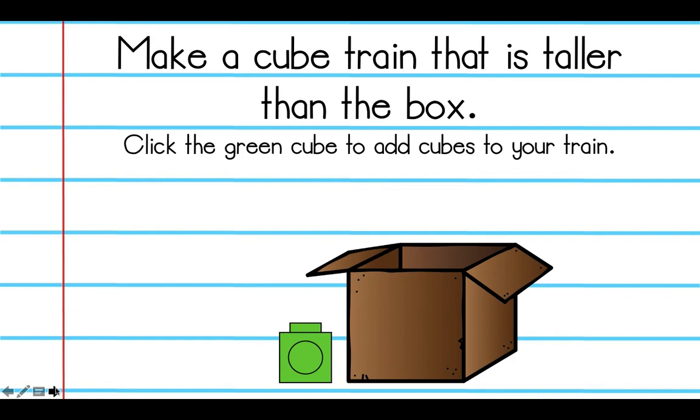Make a cube train that is taller than the box. Click the green cubes to add cubes to your train. So we want to make a cube train that's going to be taller than the box. So it has to be higher than this. So I'm going to click. I have to get rid of my pen first. If it'll let me. Okay, I'm going to click on this.